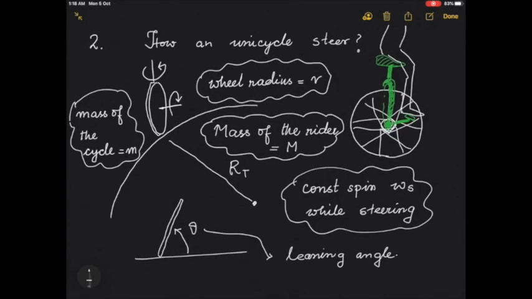So you have to figure out, given all these things, how does such a unicycle steer? That will give you essentially a relation of the leaning angle theta with respect to all the other quantities that I have given you. So what angle should you lean such that we should be able to make the turn with that turning radius? Okay, so this is a problem that I give you as a homework.